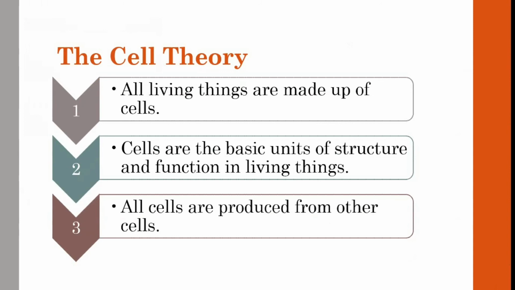The cell theory states: 1. All living things are made up of cells. 2. Cells are the basic units of structure and function in living things. 3. All cells are produced from other cells.